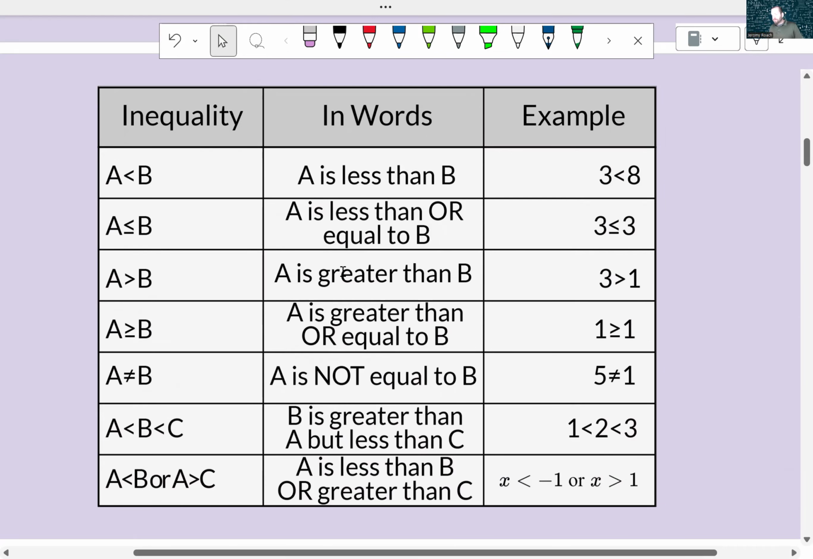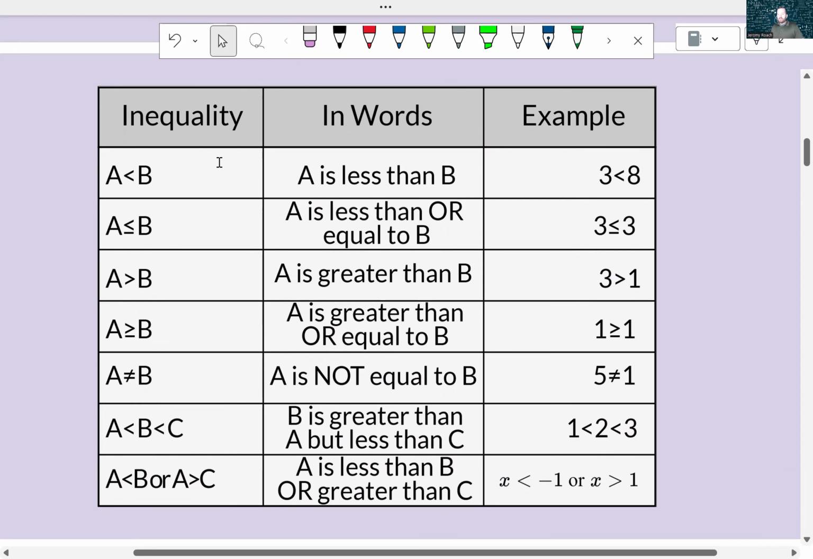A is greater than B. 3 is greater than 1. That's an example there. Not equals means that there's a line with an equal sign through it. This is a compound inequality. We can say B is greater than A, and C is greater than B, or we could say B is greater than A, but less than C. I like to say this like B is between A and C. 2 is between 1 and 3 is how you could read that.